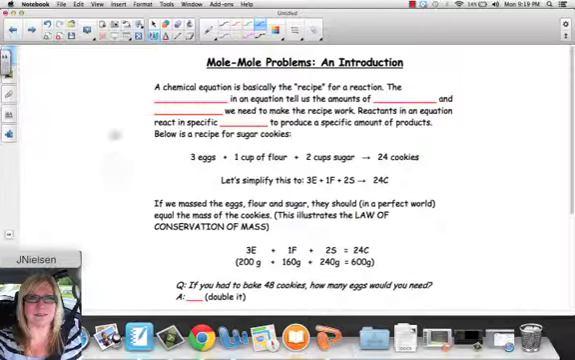A chemical equation is basically the recipe for a reaction. The coefficients in the equation tell us the amounts of reactants and products we need to make the recipe work. Reactants in an equation react in specific ratios to produce specific amounts of products.